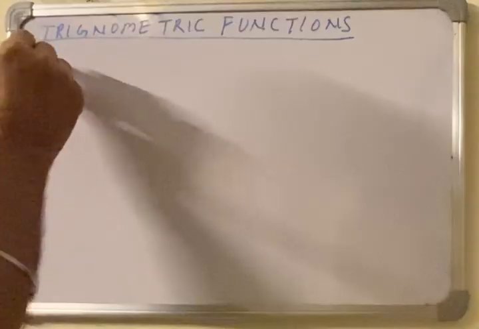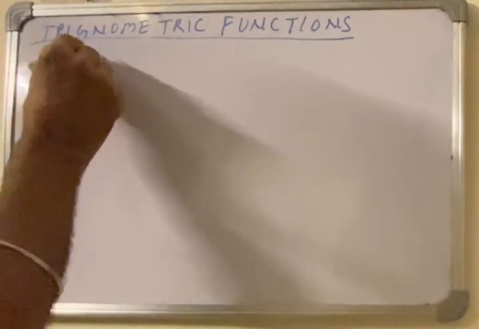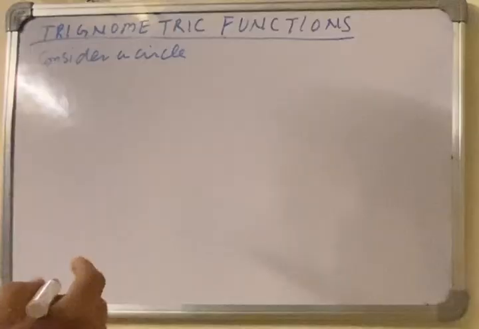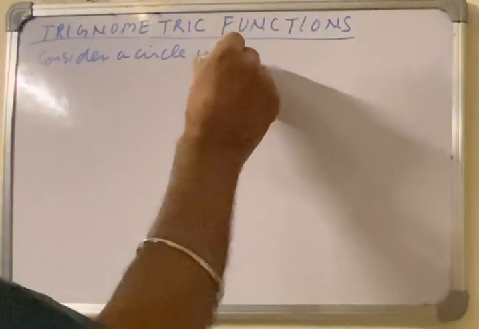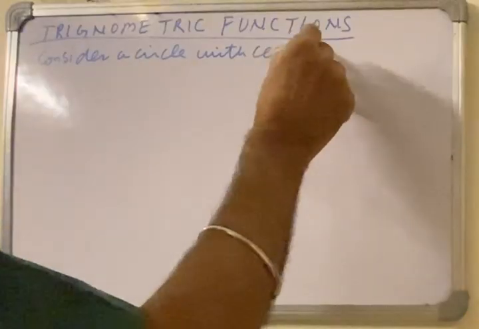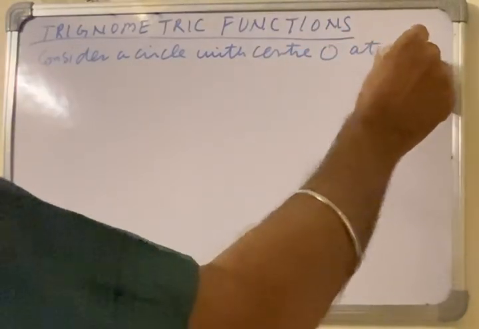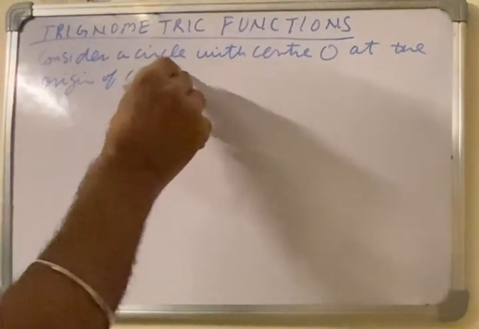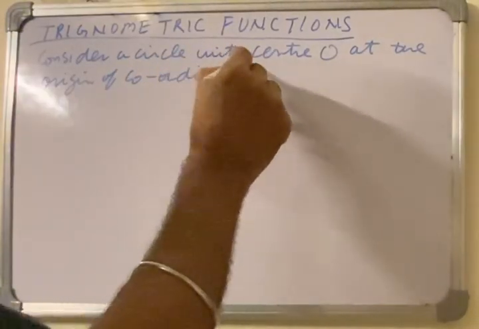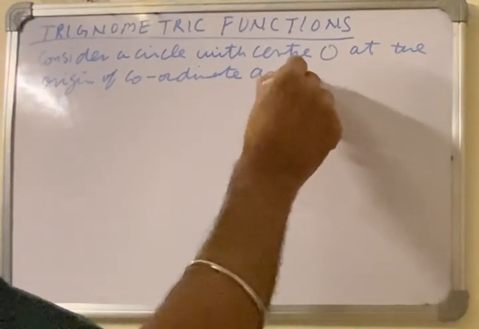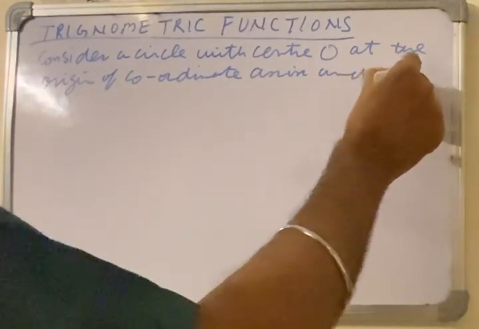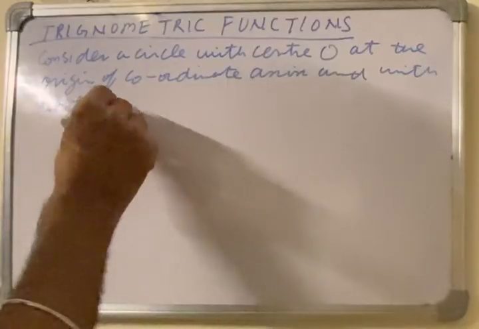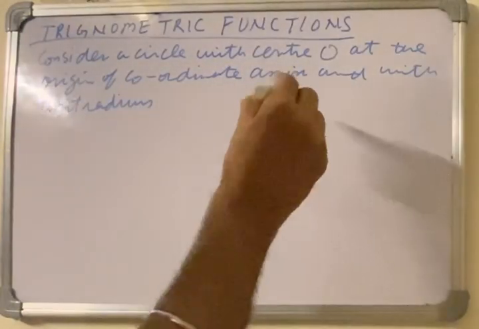Consider a circle with the center O at the origin of coordinate axis and with unit radius. Let us draw a circle.